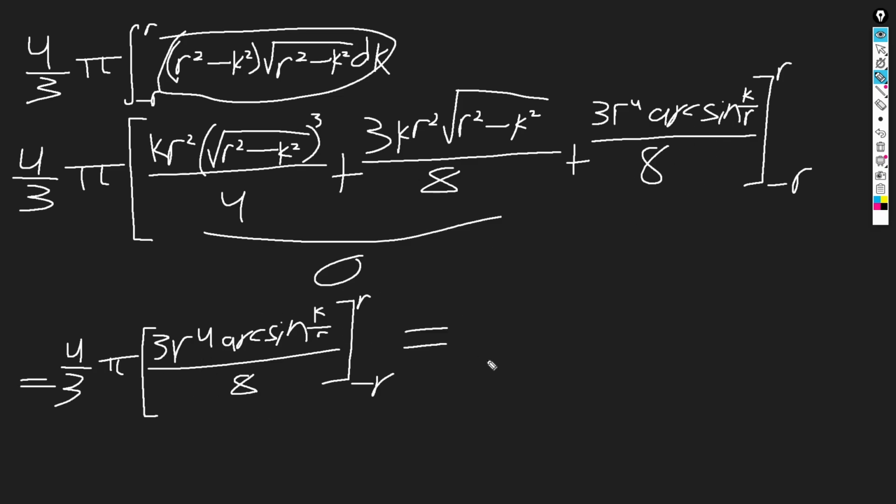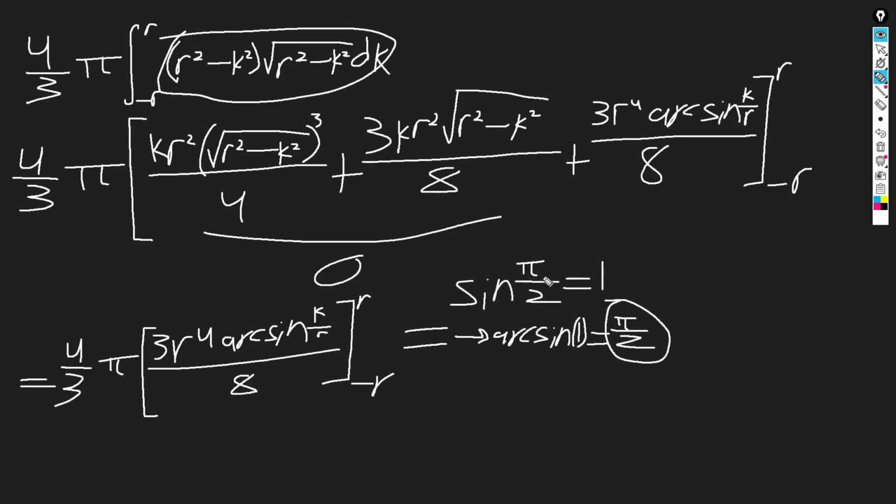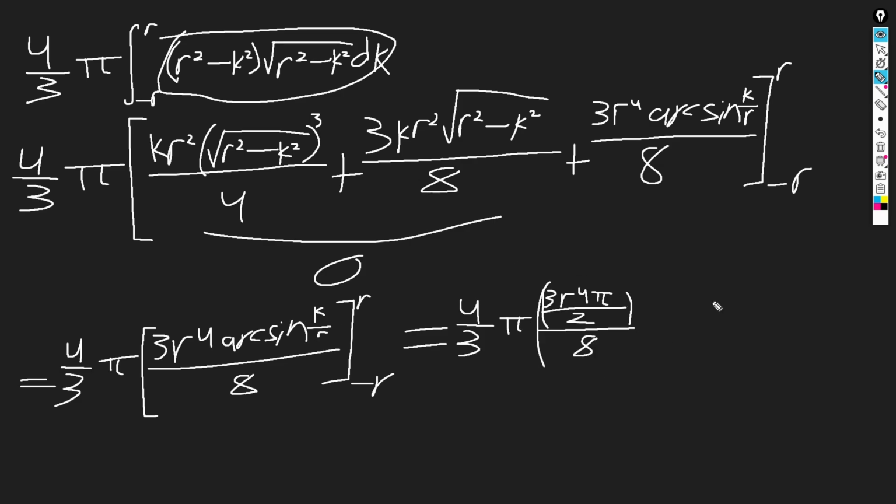So first let's plug in r for k. So here we get arcsine, if you plug in r, we get arcsine r over r, which is just arcsine 1. And since sine pi on 2 is 1, that means arcsine 1 is pi on 2. So the first part of the evaluation is this, which simplifies to this.